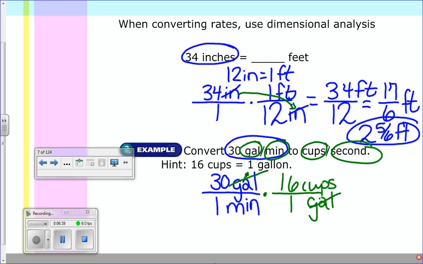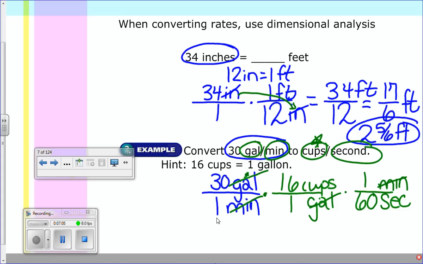Now if I look at my labels, I have cups per minute. Well, I have the cups, so I'm good there, but I need to still switch to seconds. So I take a look. Well, I'm in minutes right now, so I know I have to go from minutes to seconds. And I use what I know. Well, I know for 1 minute, there are 60 seconds. Those cross out. And now I have it in the right unit. And I like to cross out the units as I go along. That way I can make sure I'm ready to go.